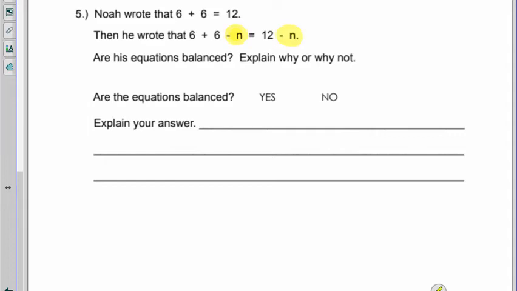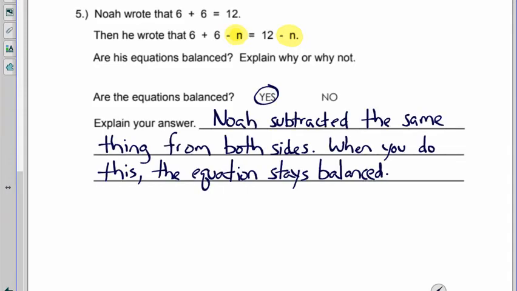And it looks like we subtracted the same from both sides. And we know that if we do the same thing to both sides of an equation, it stays balanced. It stays equal. So are they balanced? Yep. And the reason is Noah subtracted the same thing from both sides. And when you do this, the equation stays balanced. And that's the same as if you add the same to both sides, multiply both sides by the same amount, or divide both sides by the same amount.